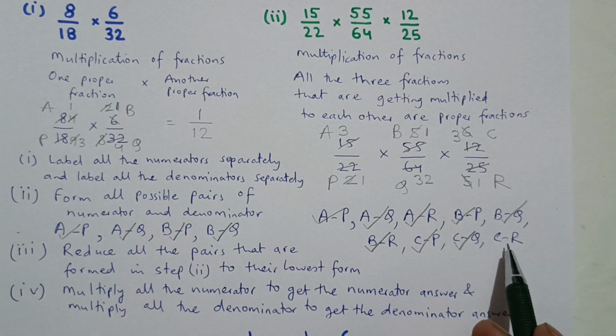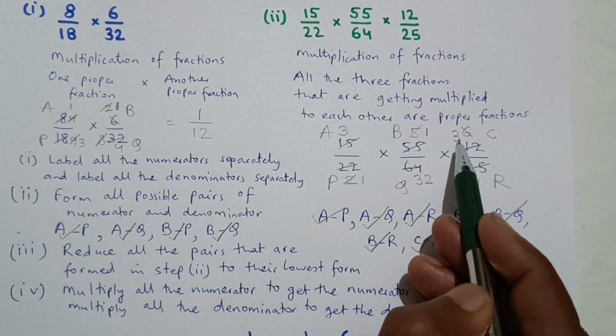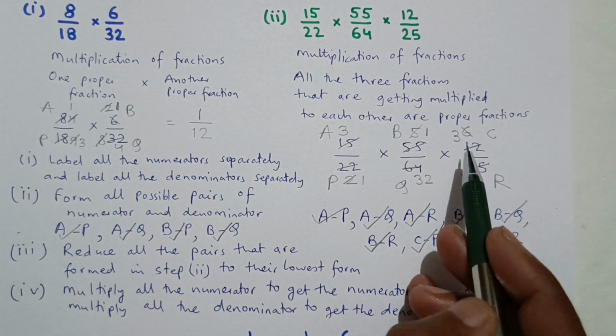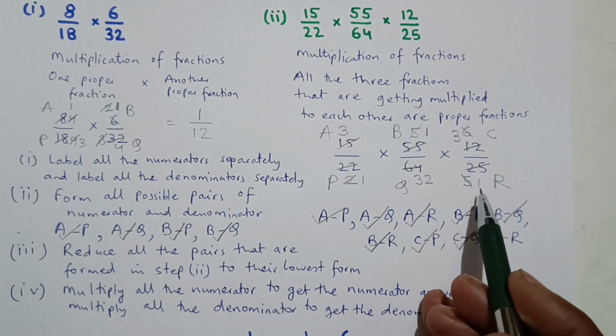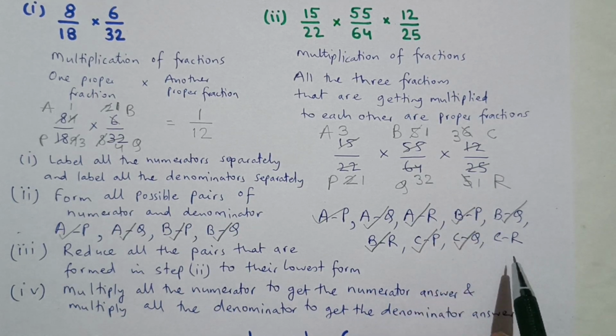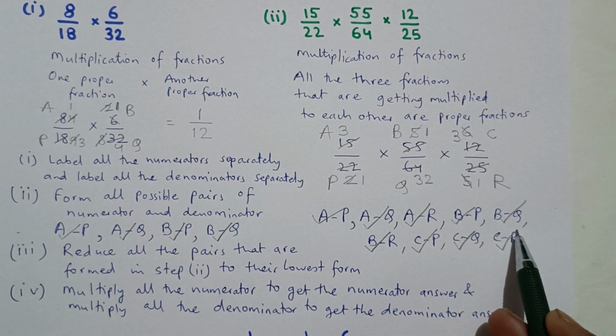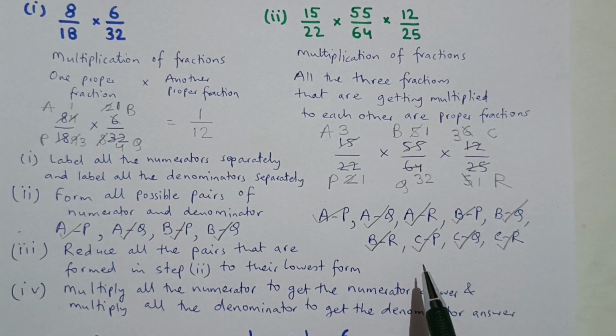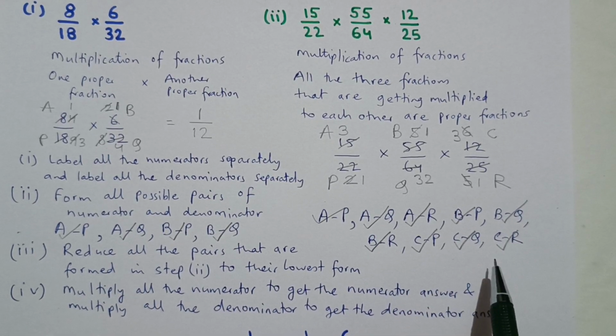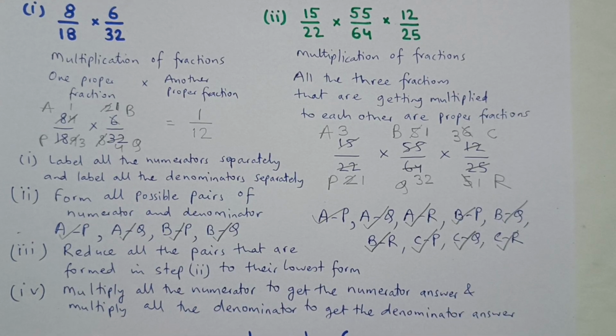Next is CR. C is 3, R is 1. 3 by 1. You cannot reduce 3 by 1 to its lowest form. It is already in its lowest form. So CR is already in its lowest form. So we have reduced all the numerator denominator pairs to their lowest form. And now step number 4 is multiply all the numerators to get the numerator answer and multiply all the denominators to get the denominator answer.